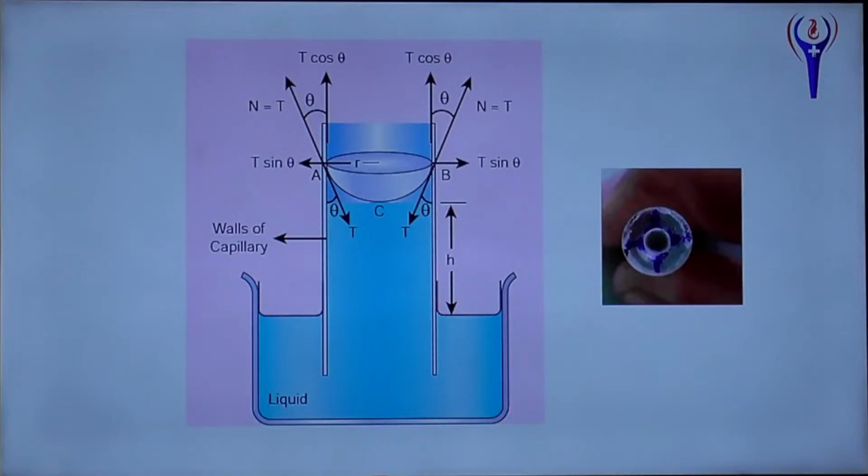And this is the capillary tube, showing the inner radius or inner diameter of the capillary tube. The capillary tube is like this, the cross-sectional area of a capillary tube.